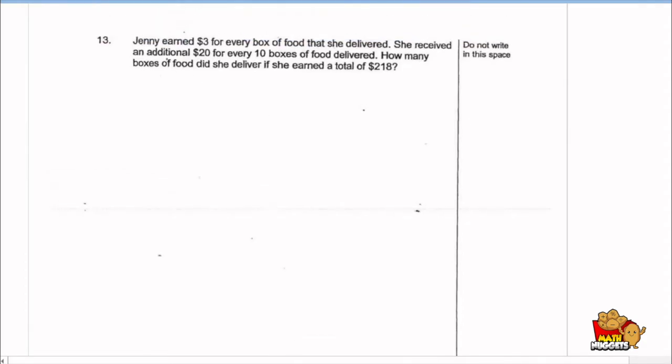Question 13. She earned $3 for every box of food that she delivered, and additional $20 for every 10 boxes. So let me find per 10 box, okay? So for every 10 boxes, $3 a box, right? So 10 boxes, each one is 3. She will receive $30. And on top of that, there's the bonus of that $20 for every set of 10. So every 10 she received $50.